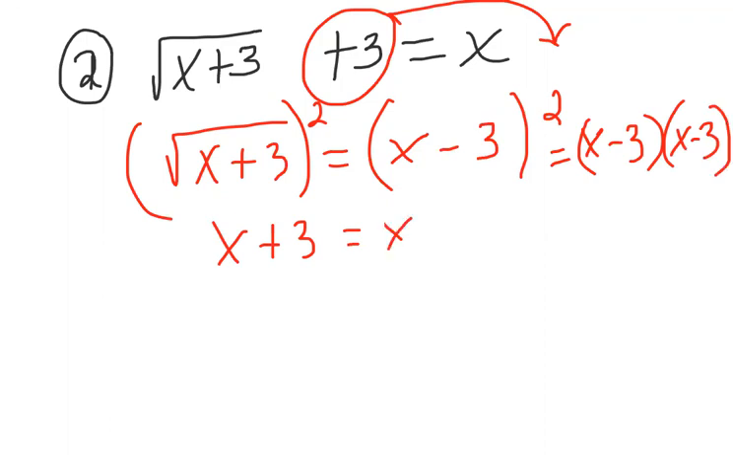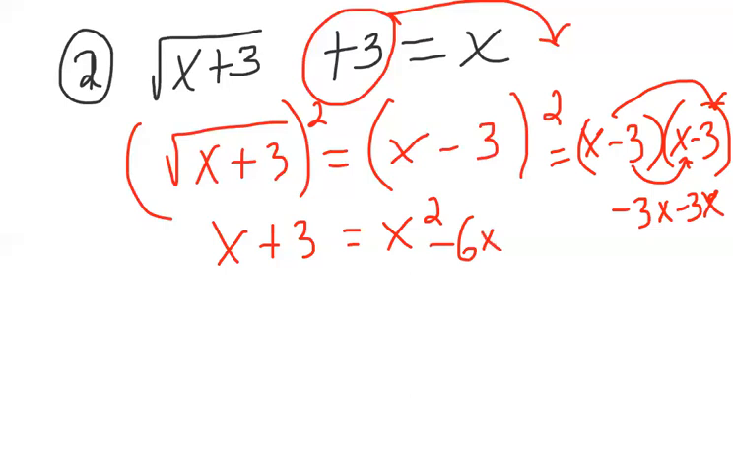So x times x is x squared. Then you're going to do x times negative 3, and negative 3 times x. So that's going to give you negative 3x minus another 3x, so that's going to give you a negative 6x. And then negative 3 times negative 3 is positive 9. So I just FOILed the x minus 3 times x minus 3.